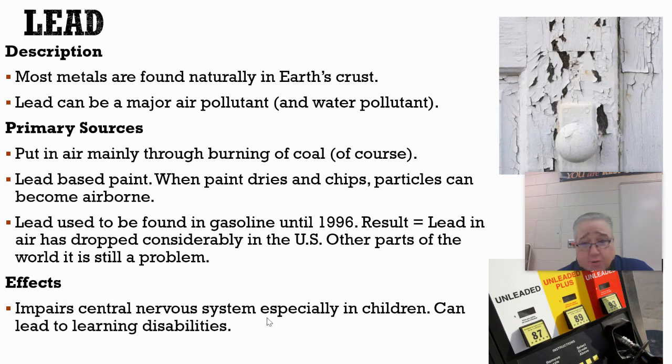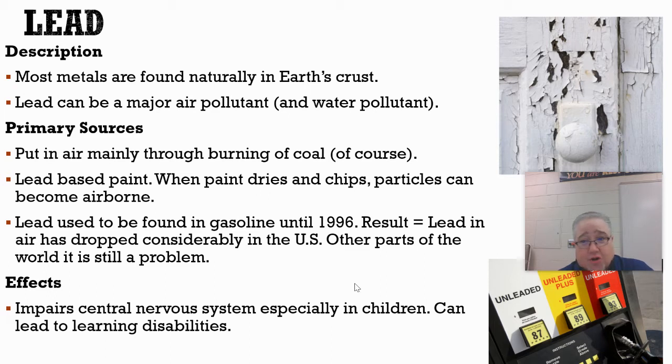So again, some of the effects of lead: it's a major health issue, especially in children. It impairs the central nervous system, which is the brain and spinal cord. That can lead to learning disabilities, improper brain development in kids. That is a major problem. We'll talk about Flint, Michigan in the next unit.